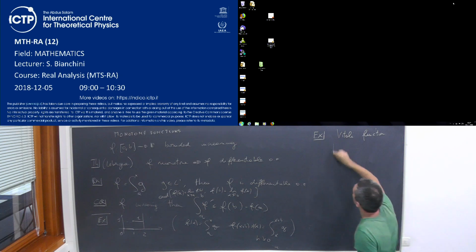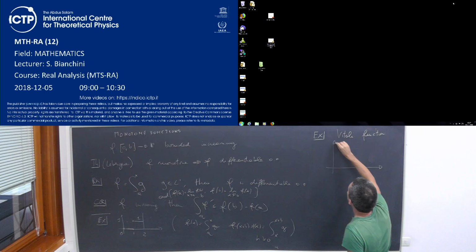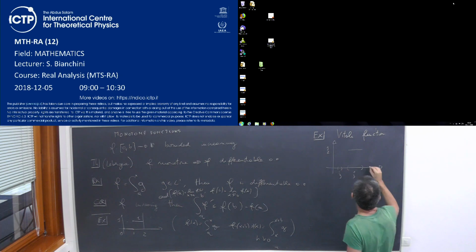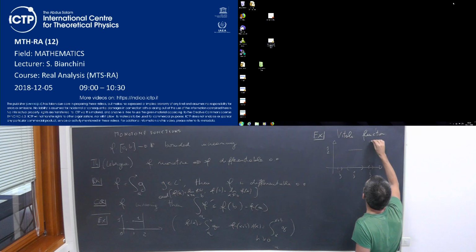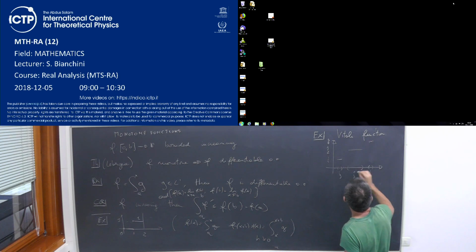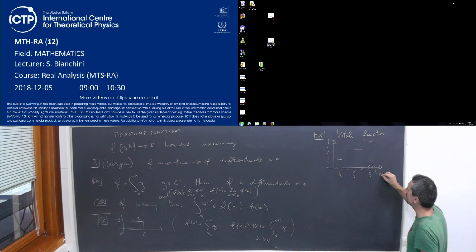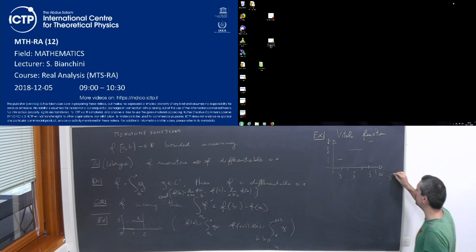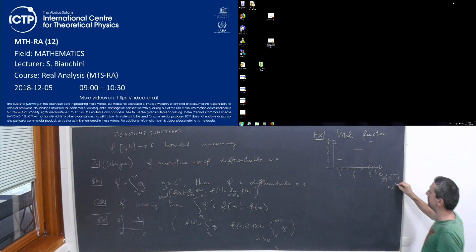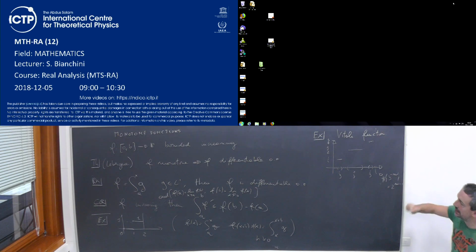So it's the Vitali function, no? It's something like that. You remember 1/3 here, and then you put 1/2. Then it's 1/9, 1/9, and here is 3/4, and here is 1/4. And every time you remove sets of size 3 to the minus n, and the number of these sets is 2 to the n minus 1.